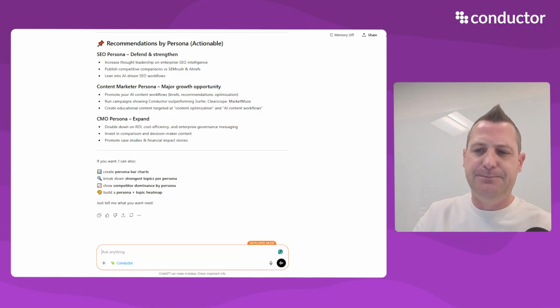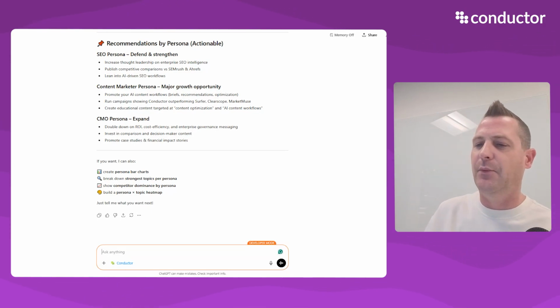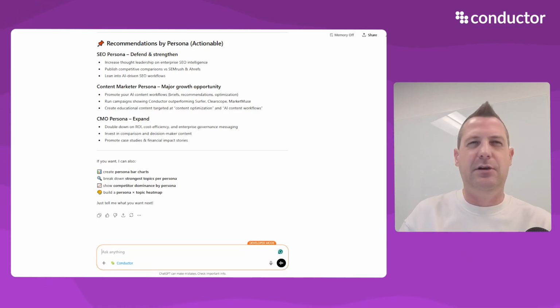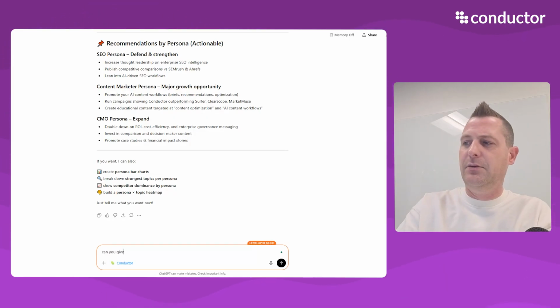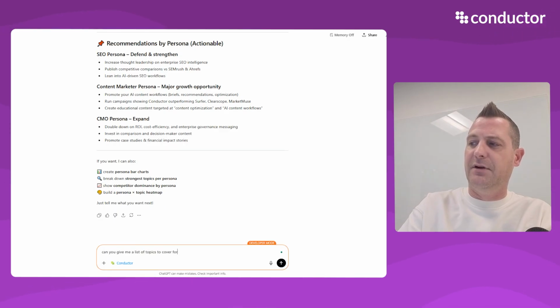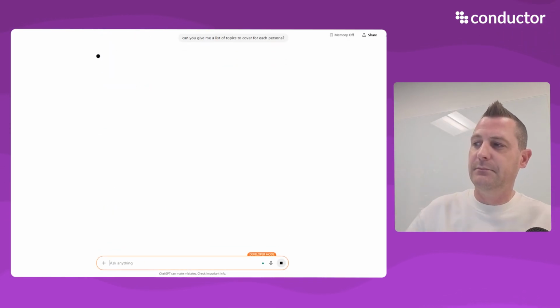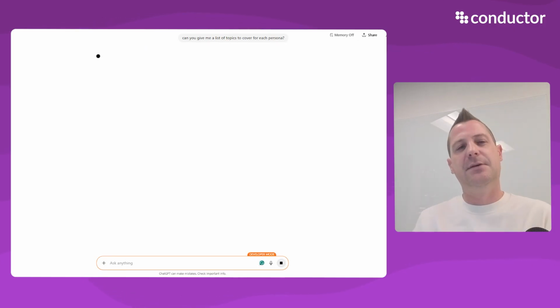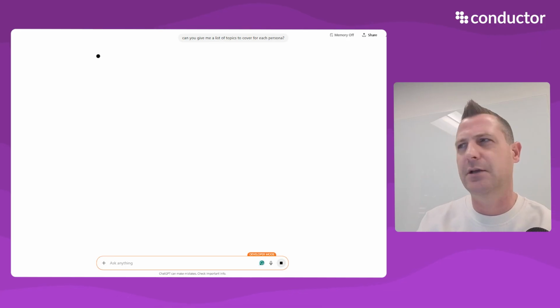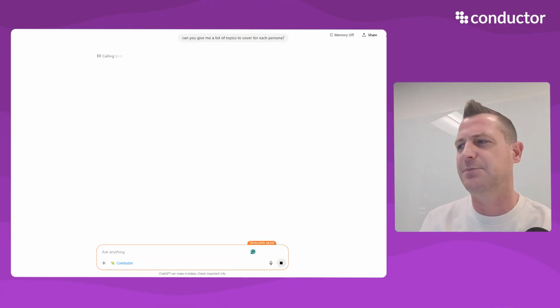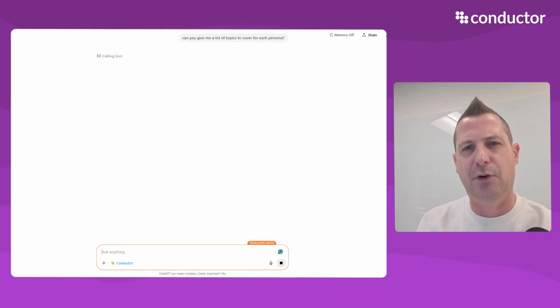And from there, now that we know all this, something that I always ask is: a lot of this is to create content and create thought leadership, so can you give me a list of topics to cover for each persona? What does this do? This is something you can use in your content calendars, add to your content strategy, or at least spark a conversation with people around the organization about where our gaps are and what we should be writing about.